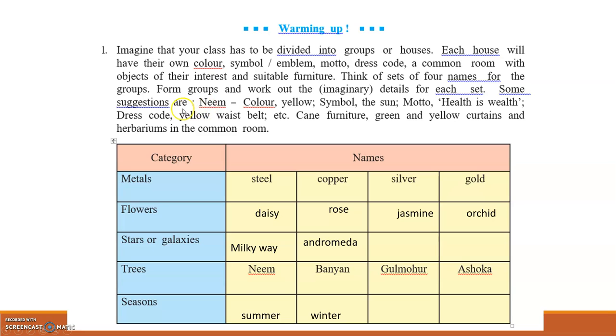Now here they took for suggestions, they have said neem, okay? They have just taken the name of a tree, alright? And then they put color, they put symbol and motto and dress code for neem. Like for neem, what they did? Color, because it's a leaf, they put probably yellow. Symbol, they put the sun, because sun, we say, color of the sun, yellow. Motto, health is wealth, because neem, we're talking about a plant that is a medicinal plant. And dress code, what is that? Yellow waist belt. So likewise, you can make a group of 3 or 4 of them, and you can put different categories, like how here they put different categories that you can do for homework.